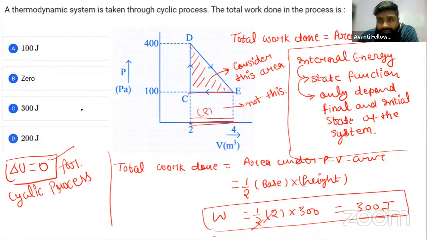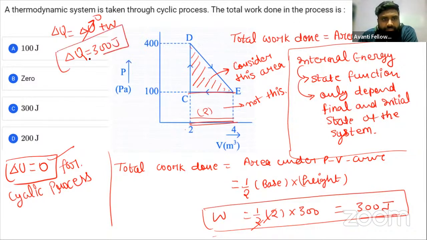Now how to calculate the heat input? According to the first law of thermodynamics, delta Q is equal to delta U plus W. Now if delta U is 0, then delta Q is nothing but W, which is 300 joule. All the heat that we have provided is completely going into doing work, not into the change in internal energy.